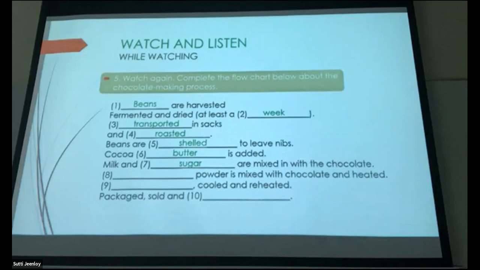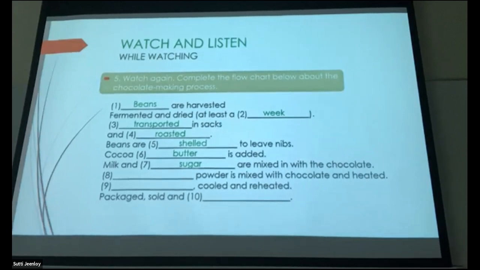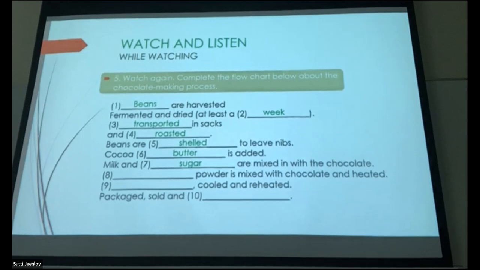Number 8. Milk powder is mixed with chocolate and heated. Good. Number 9. Okay, this is a process of tempering, right? Tempering. You heat, okay, heated, cool and reheated. Packaged, sold and eaten, right? Eaten.